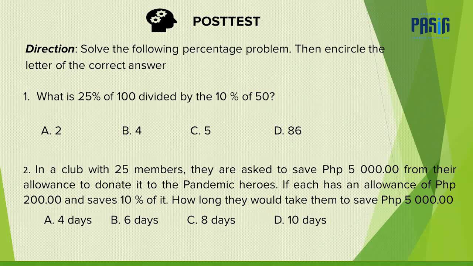Number 2, in a club with 25 members, they are asked to save 5,000 pesos from their allowance to donate to the pandemic heroes. If each has an allowance of 200 pesos and saves 10% of it, how long does it take them to save 5,000 pesos? A, 4 days, B, 6 days, C, 8 days, or D, 10 days.